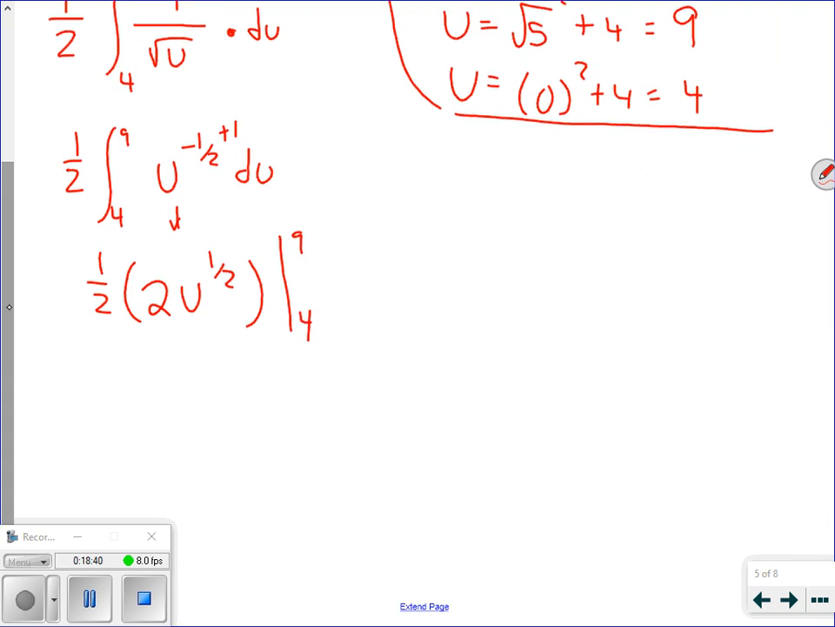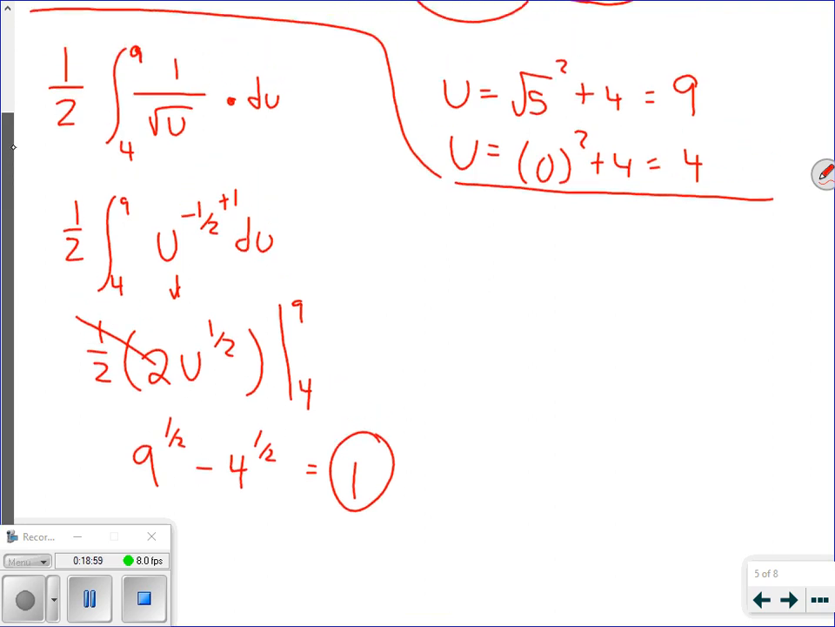Okay. Well, the good thing is that the 1/2 and the 2 cancel. So really, it's just going to be 9 to the 1/2 power, subtract 4 to the 1/2 power. I think that's going to work out really nice for us. It's just 3 minus 2, which is 1. So I highly recommend doing u bounds. I highly recommend putting everything in terms of u and not going back to x to get the same answer.